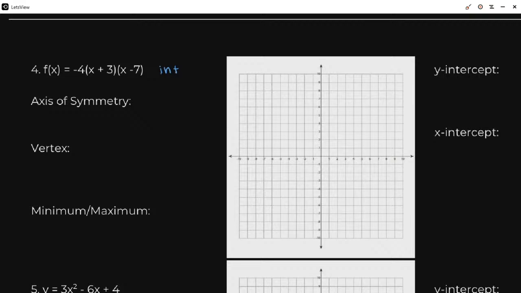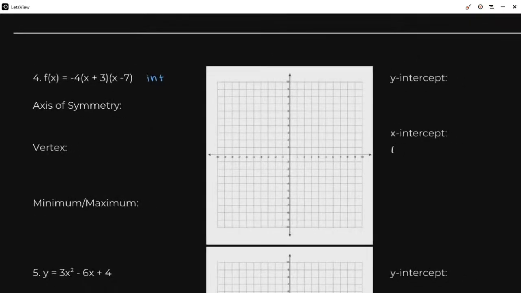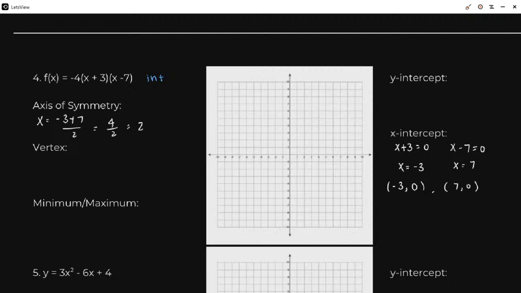So that means we know the x-intercepts. So we can set just the stuff in the parentheses, x plus 3 equal to 0 and x minus 7 equal to 0. So we get x equals negative 3 and x equals 7. So negative 3, 0 is one x-intercept and 7, 0 is the other. So then from here we can find the axis of symmetry. So that would be x equals negative 3 plus 7 over 2. So that's 4 over 2, which is 2.